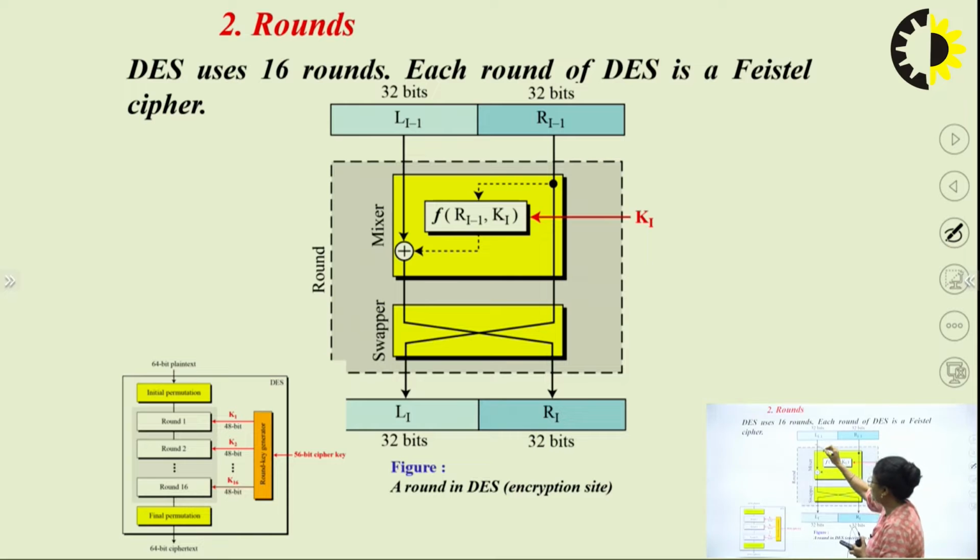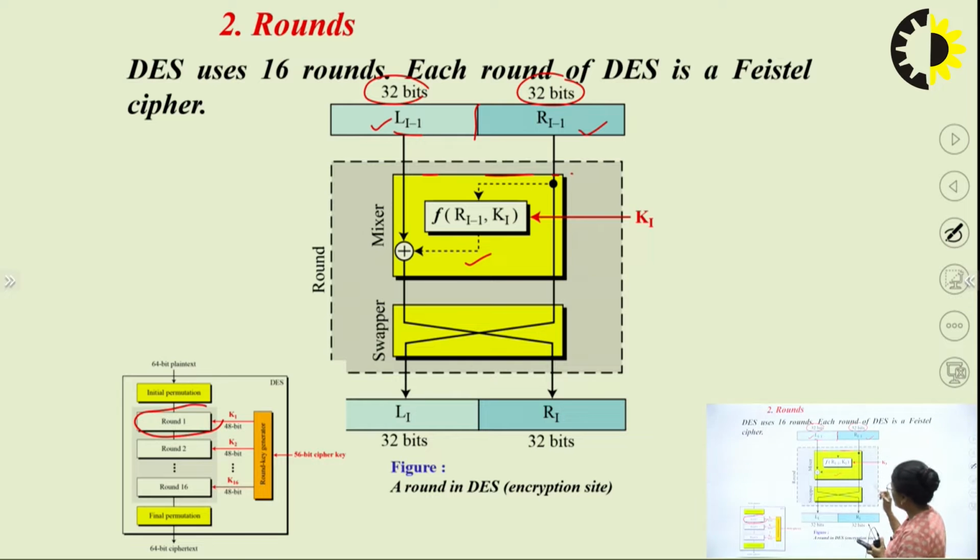So, this particular figure is for each round. If you remember, we have 64-bit data that is coming to the input of the block cipher. So, the 64-bit data will be divided into two parts, 32-bit, 32-bit. This is the left part and the right part. So, inside each round, what happens? We have a function.